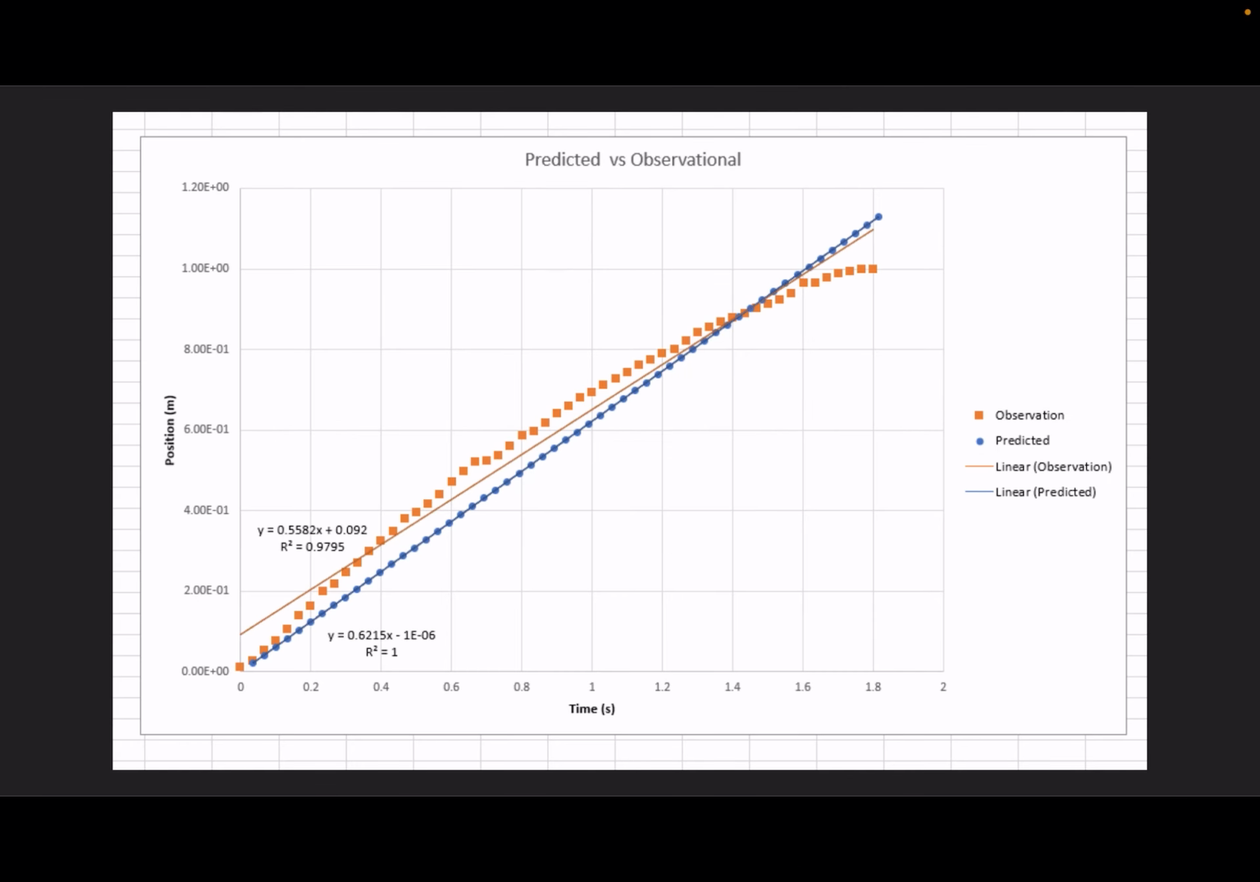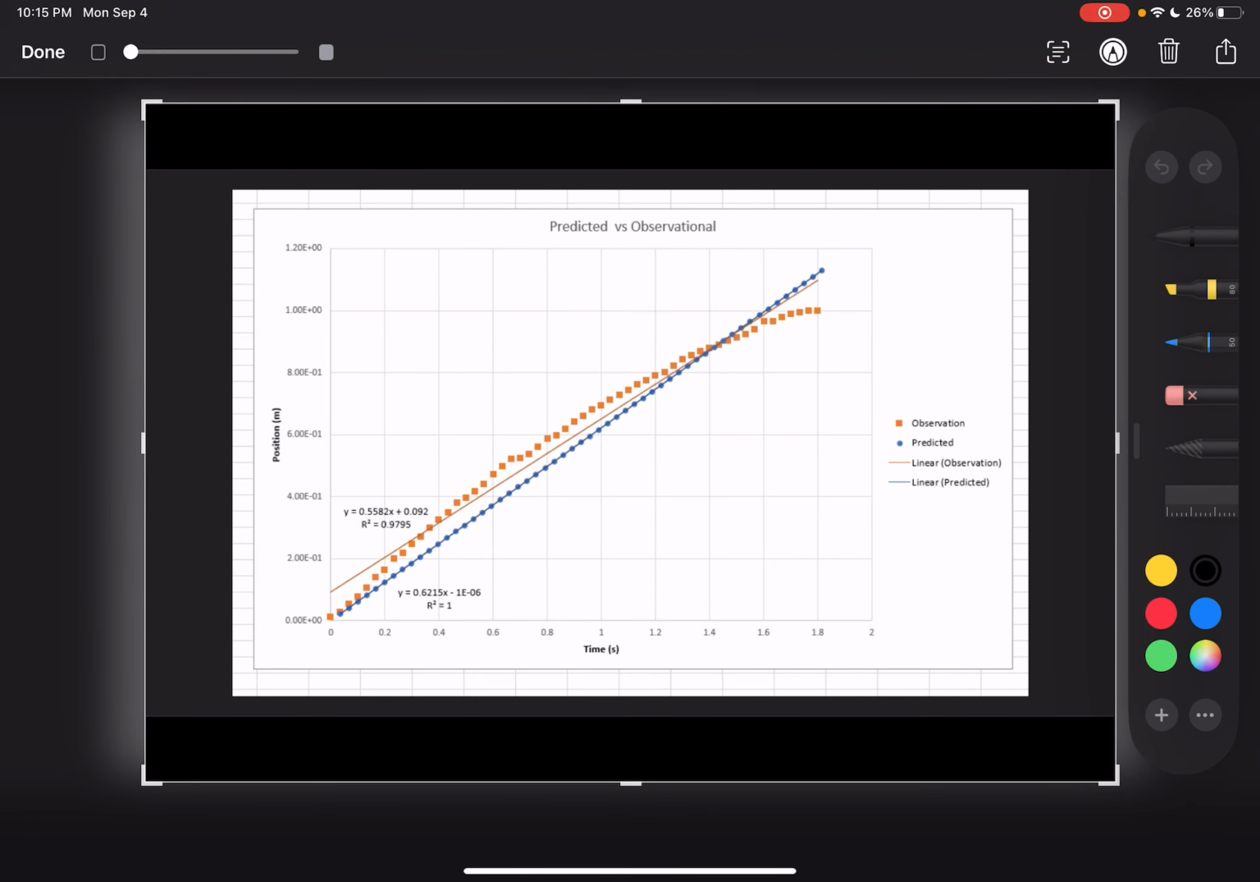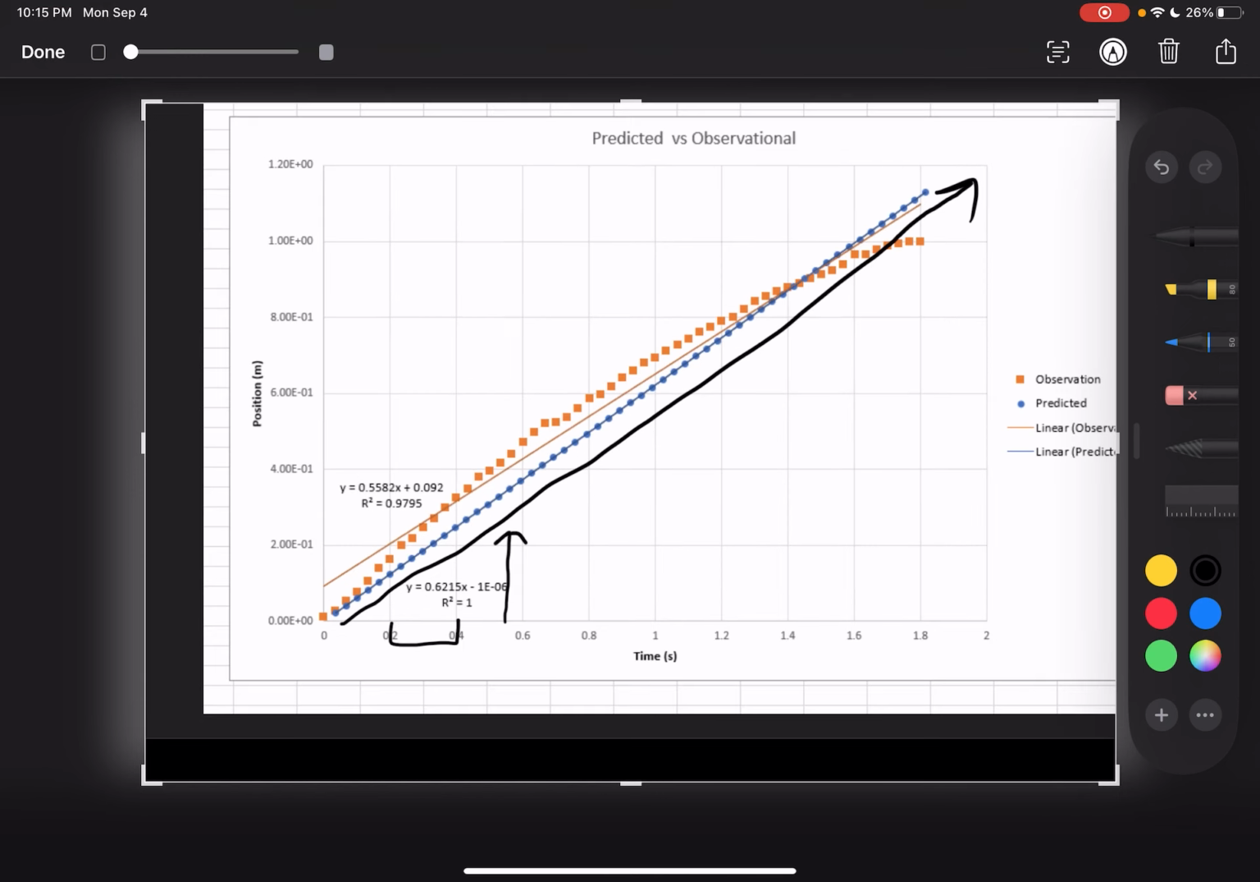Okay, now that we're over to the iPad and we have the graph in a little bit more of a malleable setting, we can begin to discuss the similarities and differences between these two graphs. The first obvious similarity, and one that's very good, is that the trend lines are both pointing in the exact same direction, which infers that as time goes forward, the position of x also increases. The observational line here is not perfectly linear.